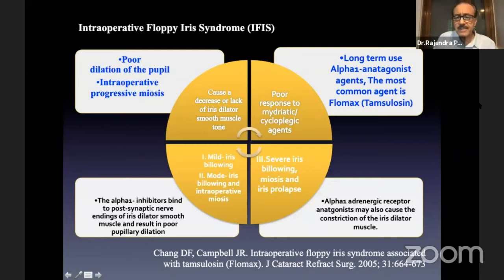This problem has been associated with the long-term use of alpha adrenergic antagonist agents. The most commonly used agent is Flomax, that is tamsulosin, which is used for prostate disorder. Since this drug is an alpha antagonist, it relaxes the dilator muscles, and finally, because of long-term use, it makes the dilator muscle atrophic and atonic, so that it does not respond to any kind of dilating agents or mydriatics.